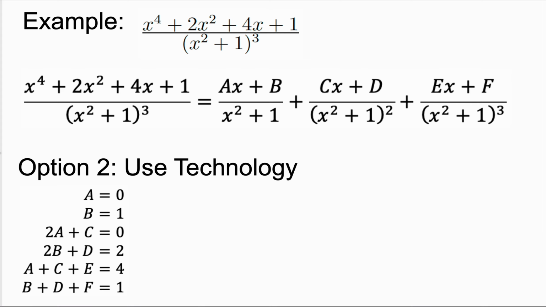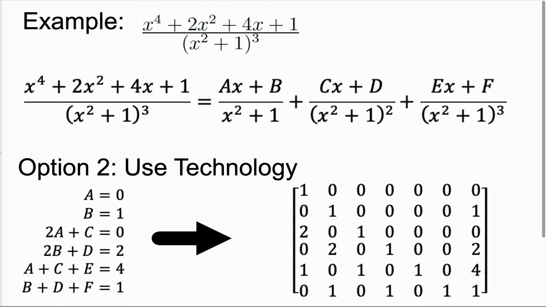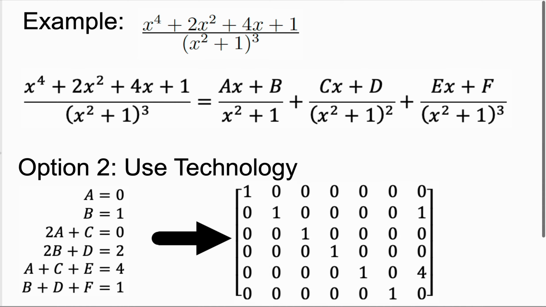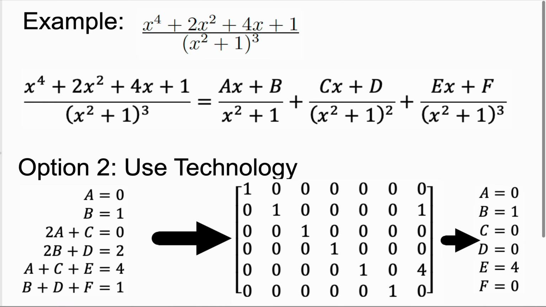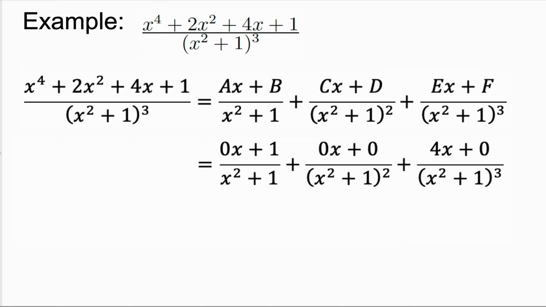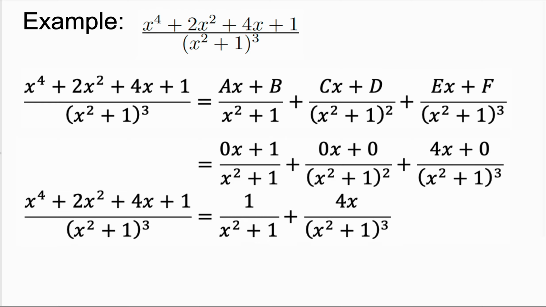Using technology, we would do it the same way we did in the first example. We would build a matrix. In this case, it has 6 rows and 7 columns. Definitely a technology-based matrix. Using reduced row echelon form on our calculator or computer, we would end up with a last column of 0, 1, 0, 0, 4, and 0, which corresponds to the values we obtained by hand, that a is 0, b is 1, c is 0, d is 0, e is 4, and f is 0. Again, we can plug back into the original partial fraction decomposition, and we end up with just 2 fractions. Since for the middle fraction both c and d were 0, that fraction turns out to be unnecessary in this case.